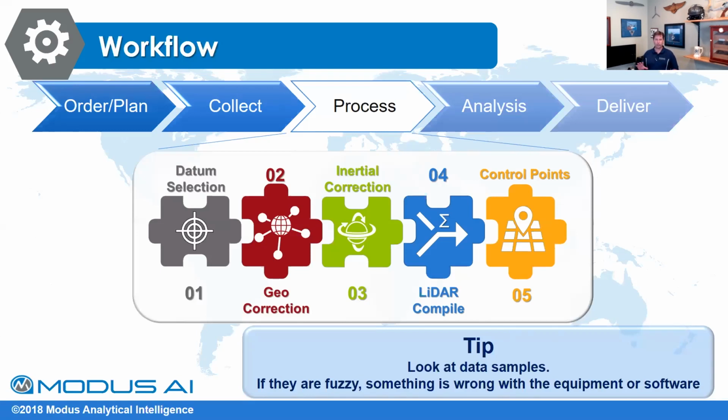And the last part I'm going to leave as a tip is when you look at those data samples, if they're starting to look fuzzy, there's probably something either wrong with the equipment or the software. So really work with your sales rep to figure out what that is, and look at multiple data samples, because that's usually an indication of a software issue.